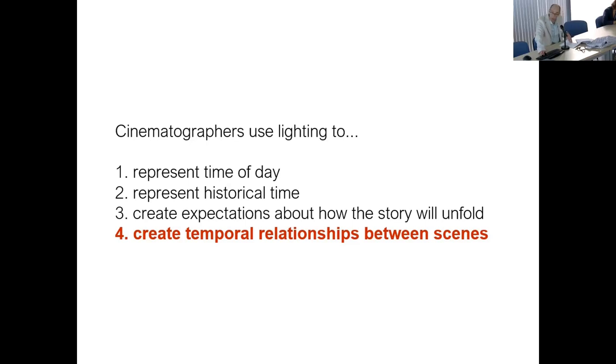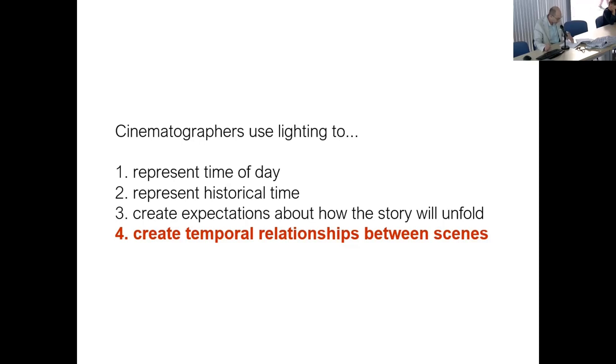And now I come to my fourth function, which often builds on the preceding three. Cinematographers use lighting to create temporal relationships between scenes. By temporal relationship, I mean something like this: before, after, in the beginning, at the end, after a long period of time, suddenly.